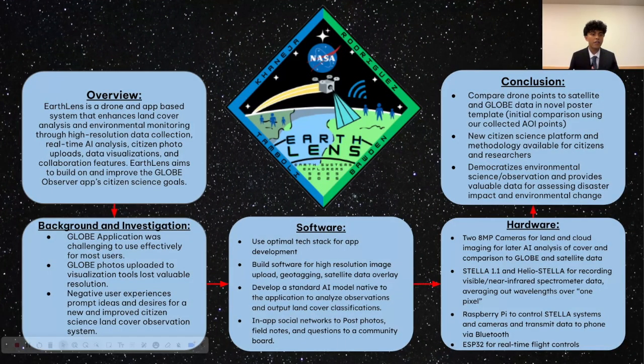So, putting it all together, EarthLens aims to be a project that is able to compare drone collected data points to satellite and GLOBE data points in a novel way to maximize the accuracy of remote sensing land cover analysis and have the potential for us to scale in the future to analyze land cover using more robust data. We also want to create a new citizen science platform and a method available for both citizens and researchers to use to analyze the world around us.